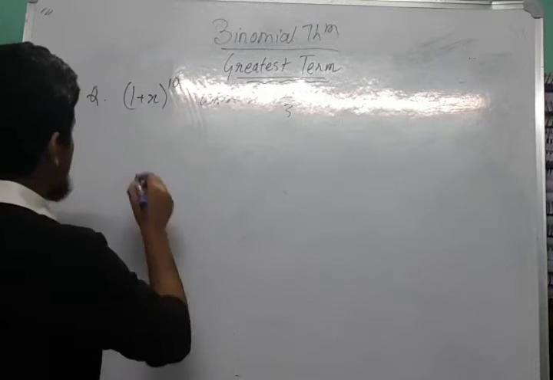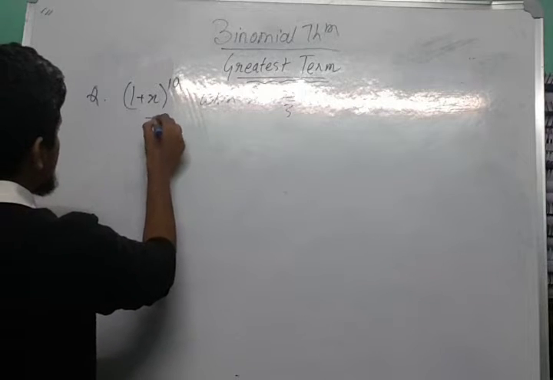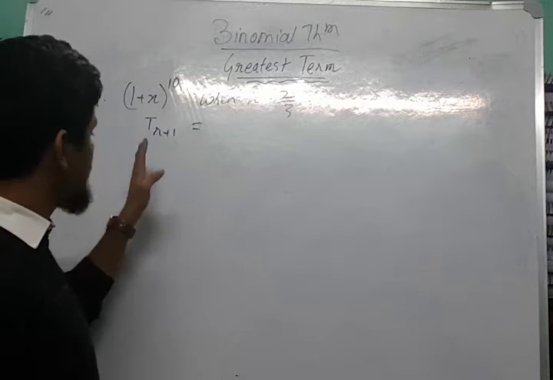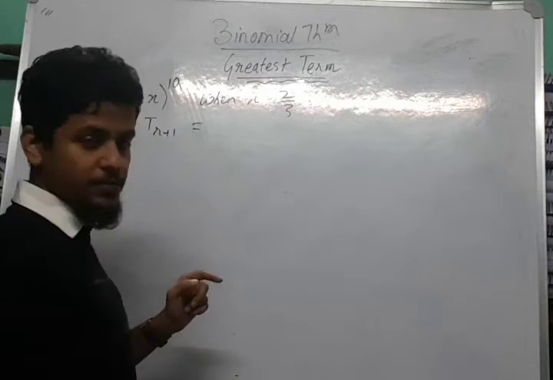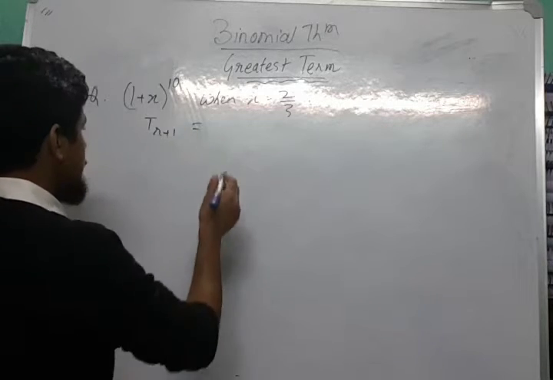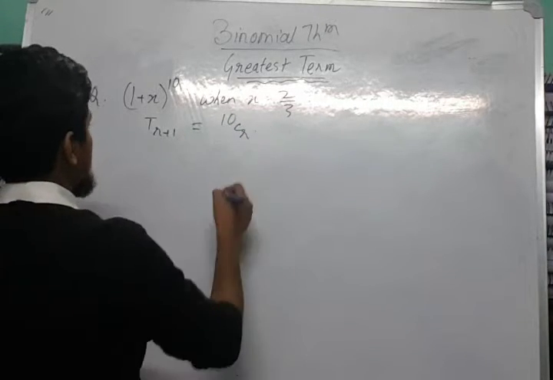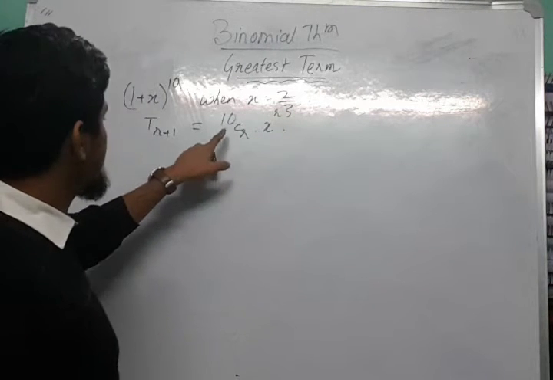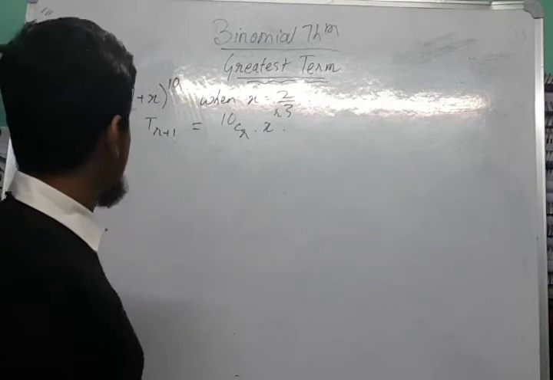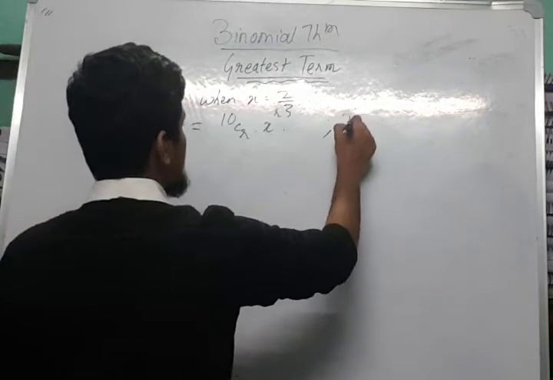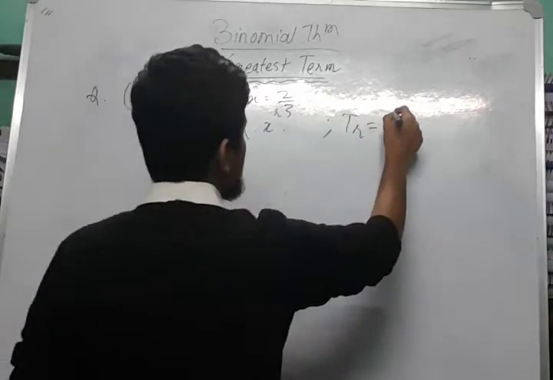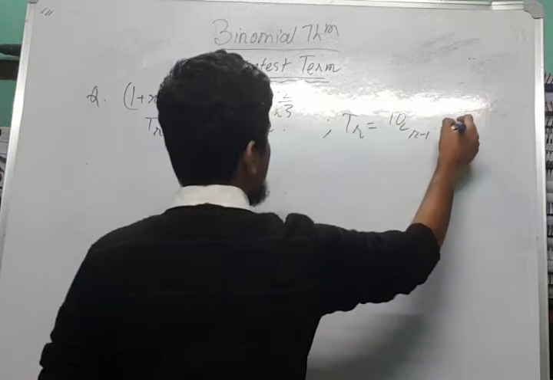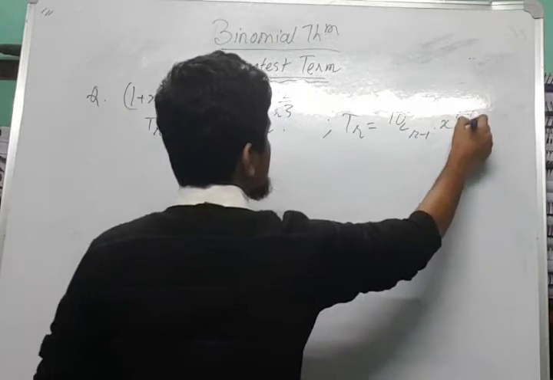Now let us find the T(r+1) term. So what will be the T(r+1) term? This is the (r+1)th term of (1 + x)^10, so this will be equal to 10Cr into x^r. Very straightforward. And similarly, the rth term will be equal to 10C(r-1) into x^(r-1). So this is the structure.